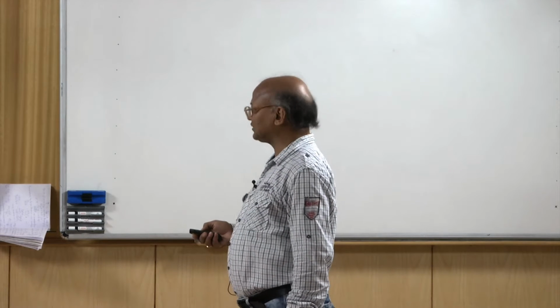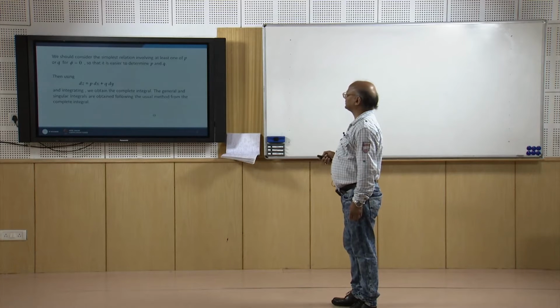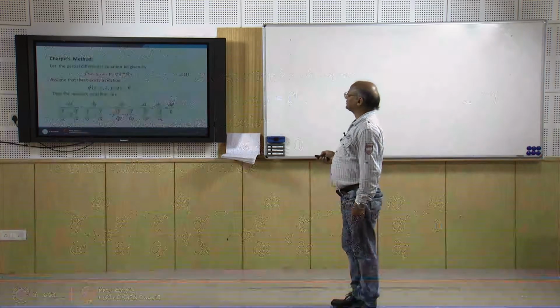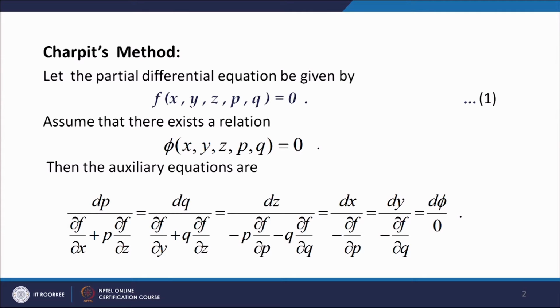So let us assume that the partial differential equation is f(x, y, z, p, q) equal to 0, and there exists a relation in the variables phi(x, y, z, p, q) equal to 0. Then the auxiliary equations we have seen are given by dp over (delta f over delta x plus p delta f over delta z), dq over (delta f over delta y plus q delta f over delta z), dz over (minus p delta f over delta p minus q delta f over delta q), dx over minus delta f over delta p, dy over minus delta f over delta q, equal to d phi over 0.